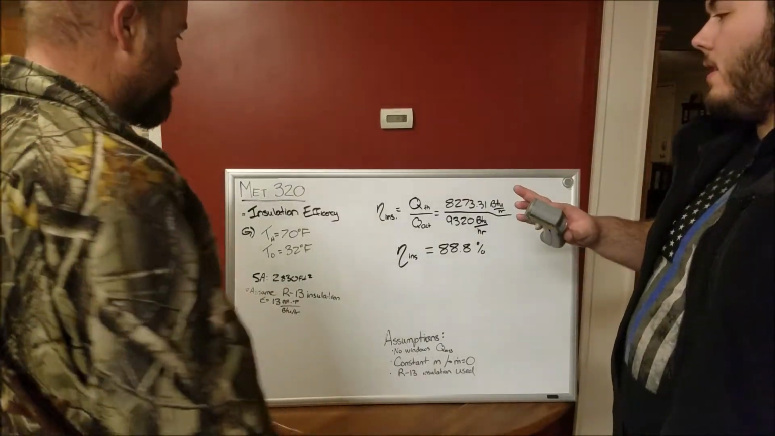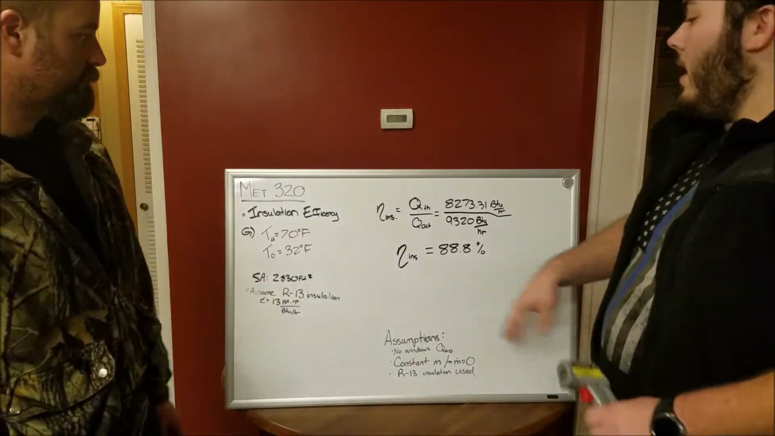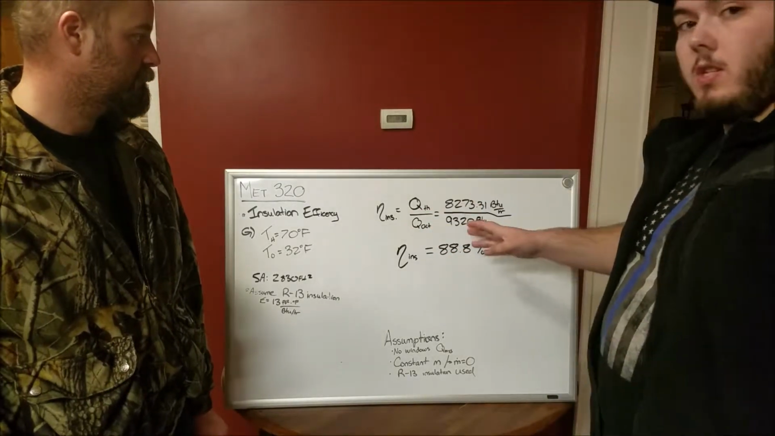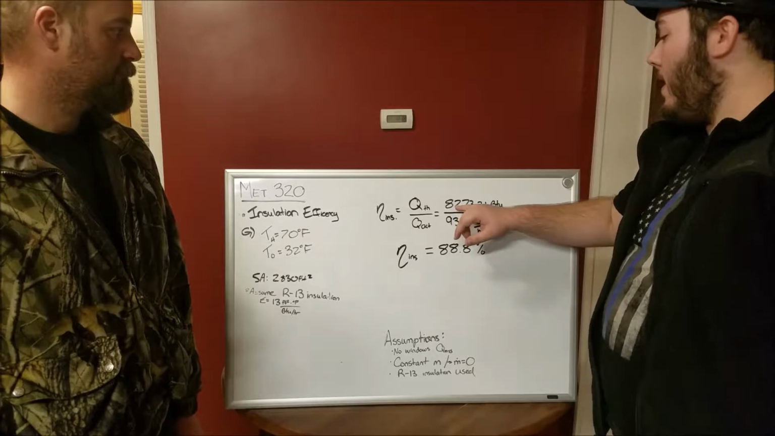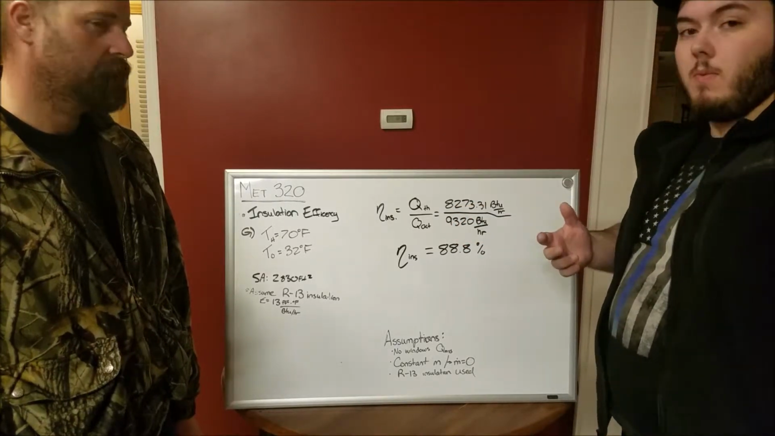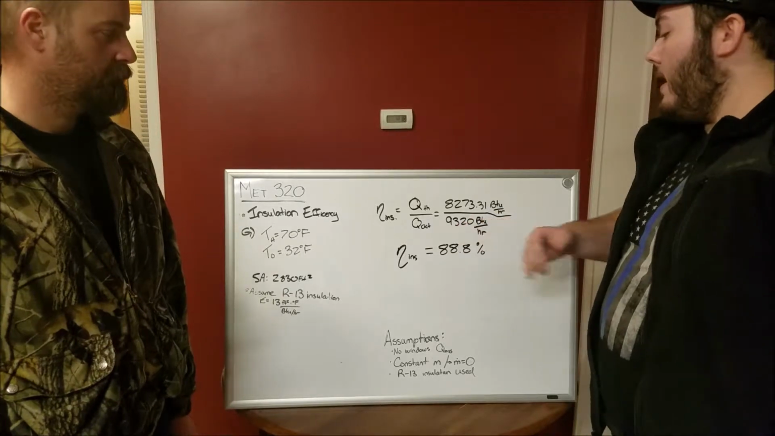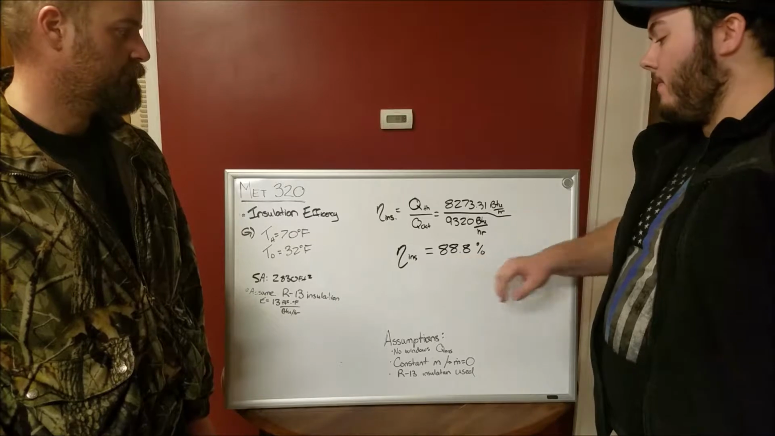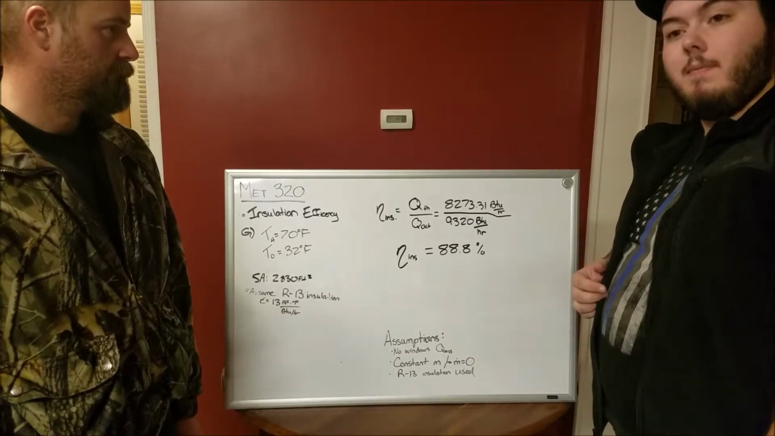Now we're doing the insulation efficiency. Now we have theoretical over the actual. Both of these, the flow rates we just calculated, theoretically 8,273.31 BTUs per hour. The actual, 9,320 BTUs per hour, and then the efficiency would be 88.8%.